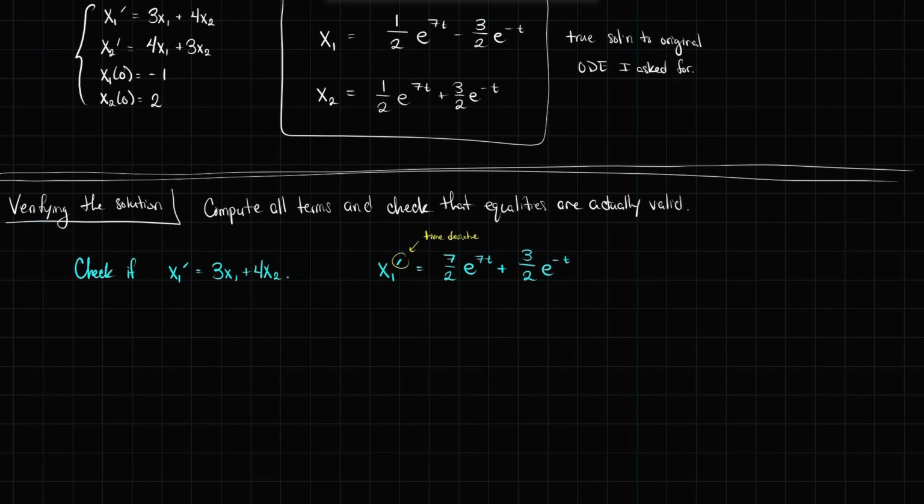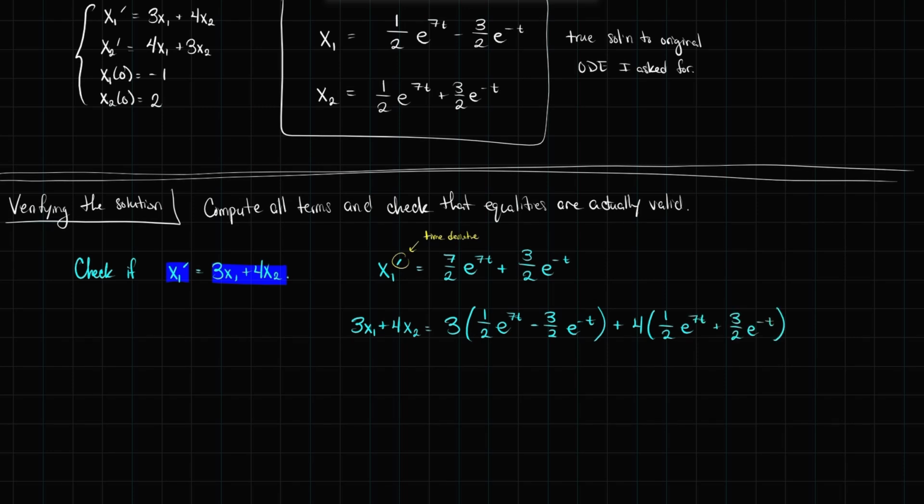So that's me computing x1 prime, that's computing this term. I should go ahead and compute the other side. So let's compute 3x1 plus 4x2. Well, 3 copies of x1 is 1/2 e to the 7t minus 3/2 e to the negative t. That's 3 copies of x1. I can compute 4 copies of x2. What is x2? It's this. So 4 copies of 1/2 e to the 7t plus 3/2 e to the negative t.